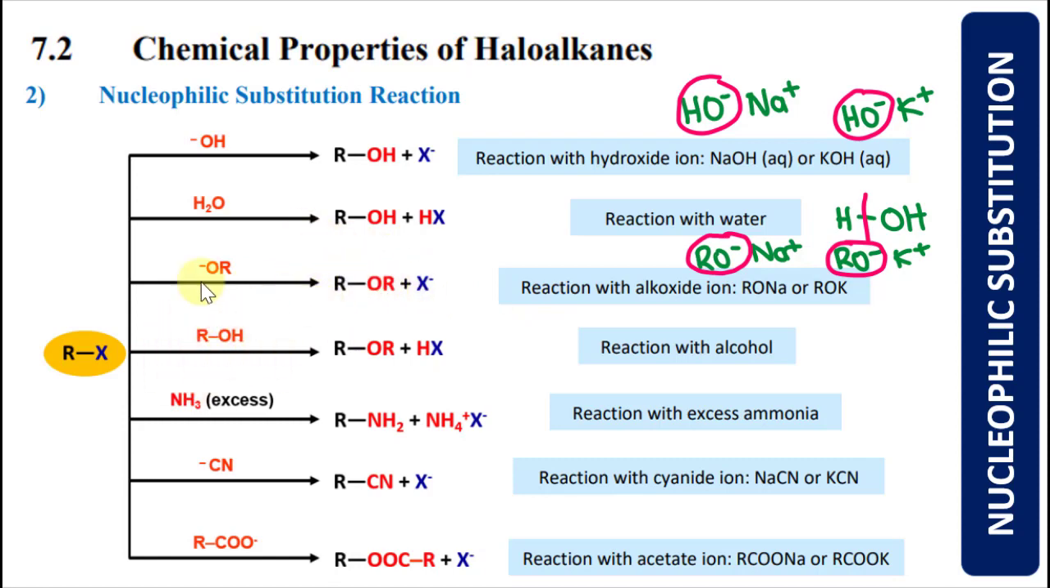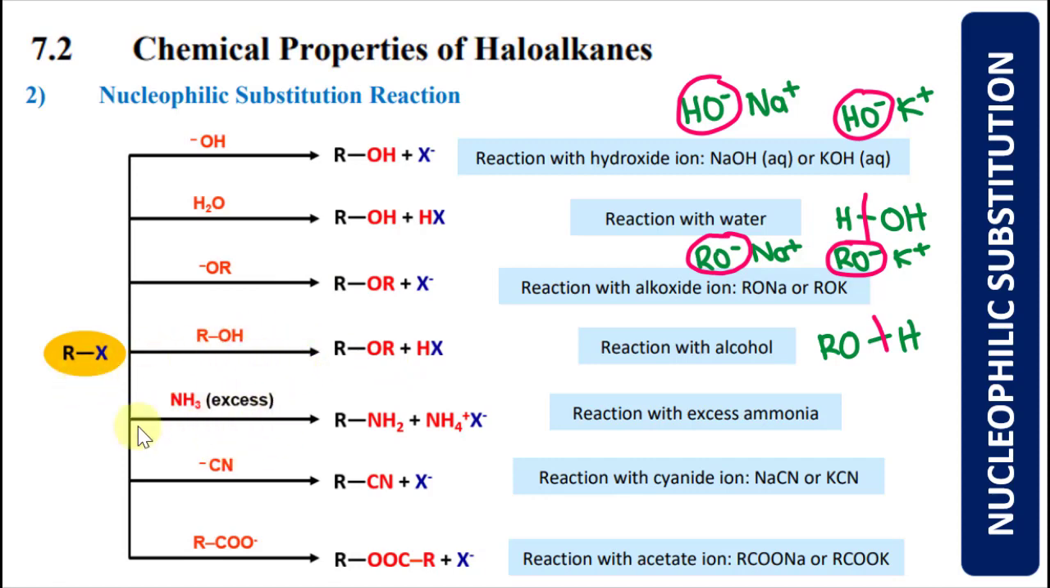The next nucleophile here is the alcohol. For the reaction with alcohol, we just take the RO group, and then the RO group will replace the halogen, and then the halogen will combine together with the hydrogen, and it will become the hydrogen halide as our side product. Same as the previous reaction, this reaction also will give us an ether. So these two reactions are called the alcoholysis of haloalkanes.